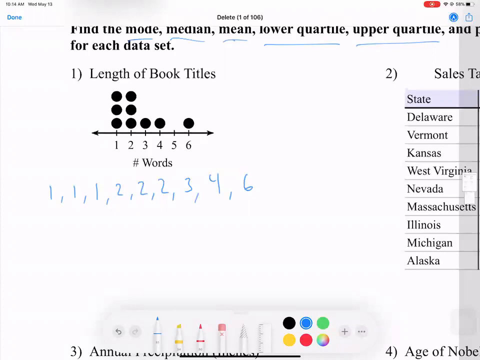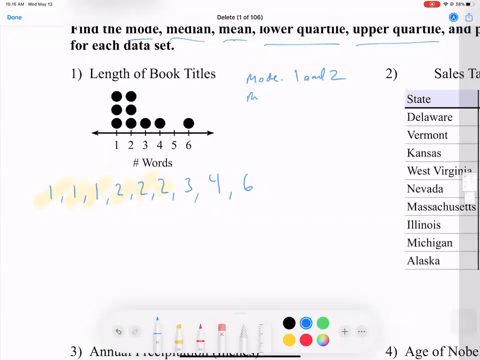So to find the mode, which is the most occurring number here, 1 happens 1, 2, 3 times. 2 also happens 1, 2, 3 times. So it turns out here we actually have 2 modes. The mode is 1 and 2.